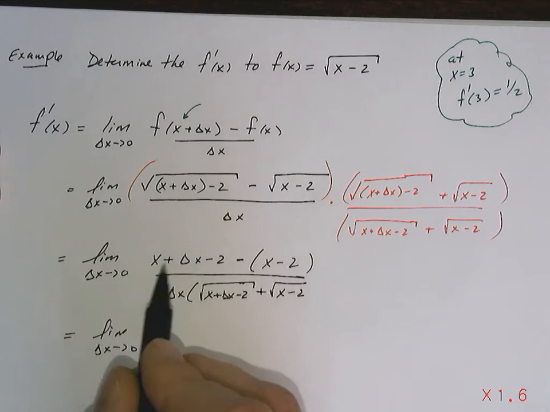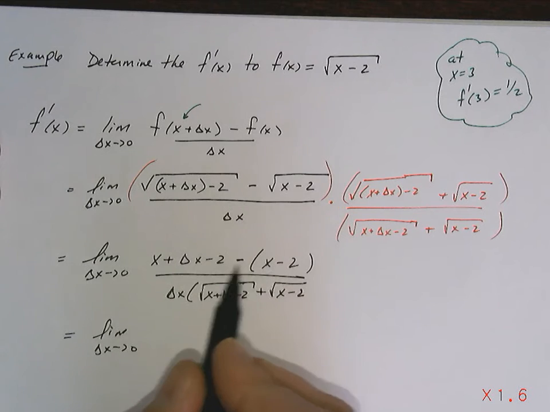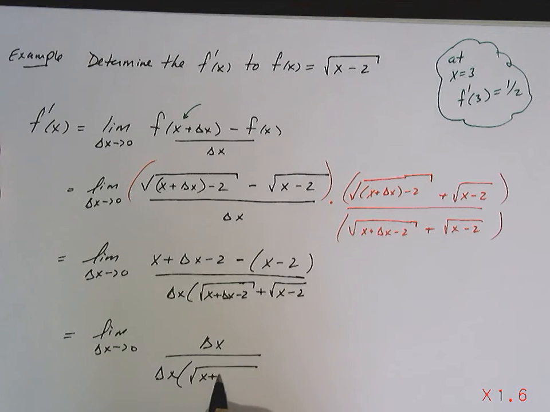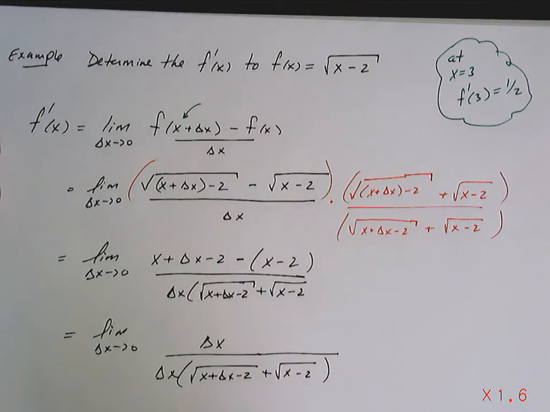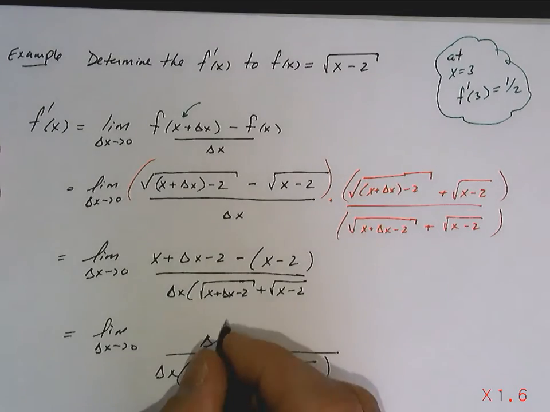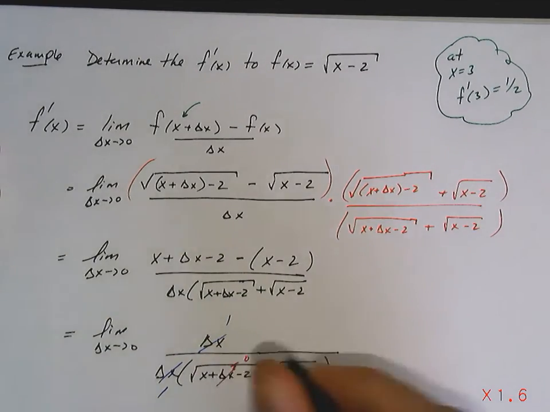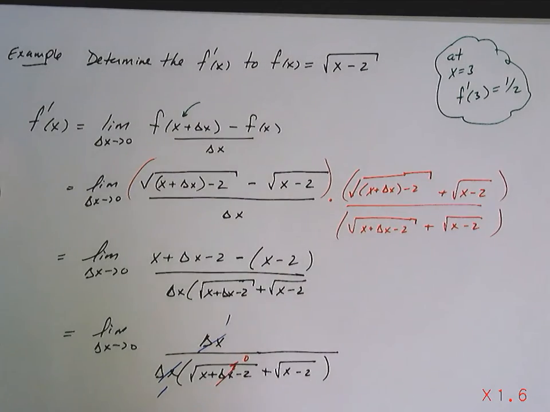So this is minus x, that's going to cancel with that one, that's going to be a plus 2, that's going to cancel with that one, so I'm going to be left with delta x over top of delta x, times root x plus delta x minus 2, plus root x minus 2, end bracket, reduce, turn on the limit, and we come up with a final answer of 1 over 2 root x minus 2.